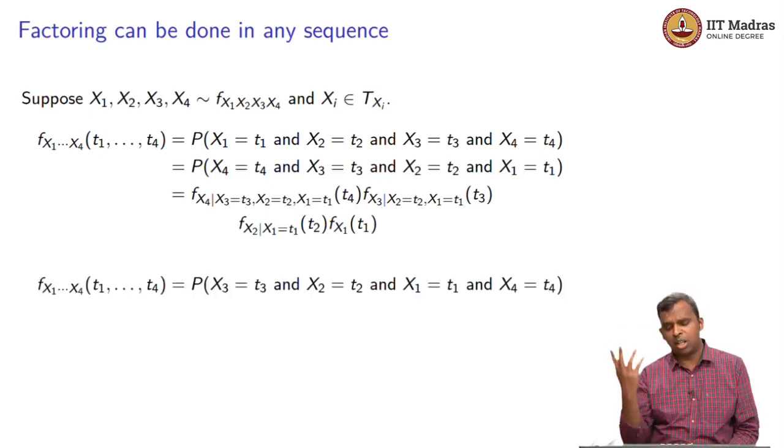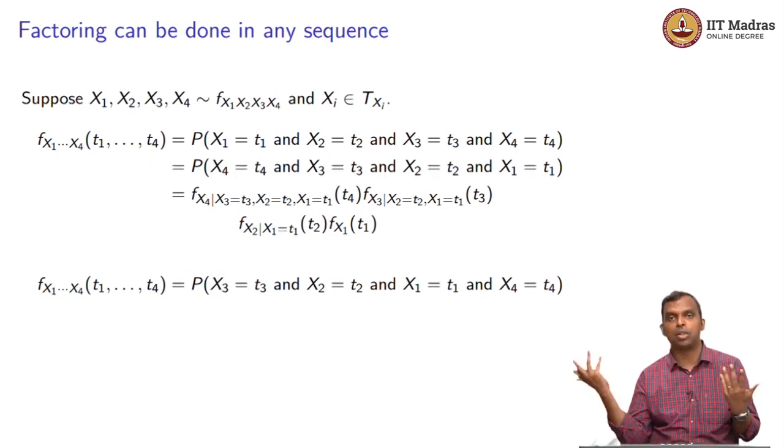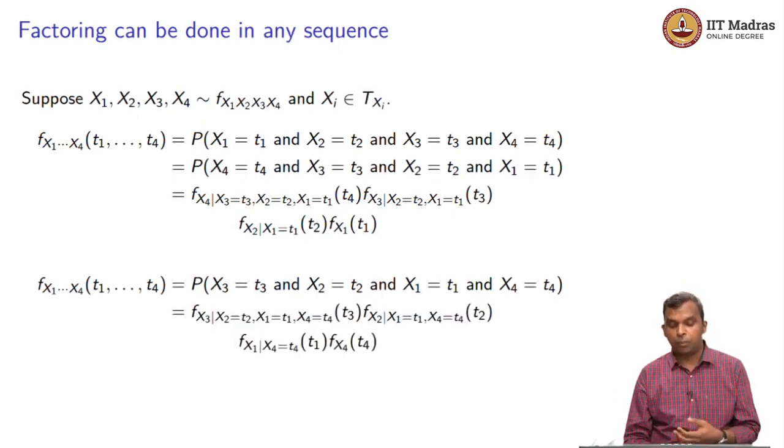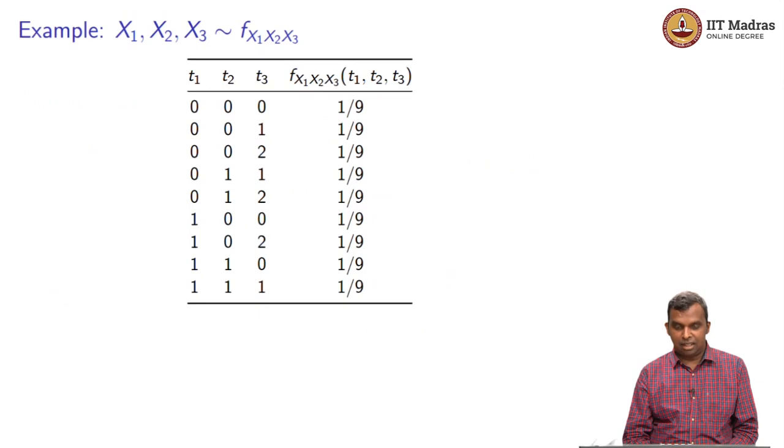You can do it in one more order. I mean, why stick to just 1, 2, 3, 4 or 4, 3, 2, 1? Let me do 3, 2, 1, 4. Okay, why not? I'm just ANDing. I can do it in any order I want. I can do marginal of x4 times x1 given x4, then x2 given x1, x4, x3 given x2, x1, x4. You can go in any order that you like, and you will get the exact same answer. Okay, so let's try that.